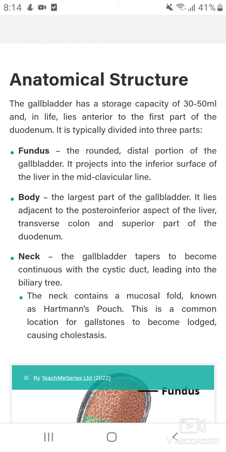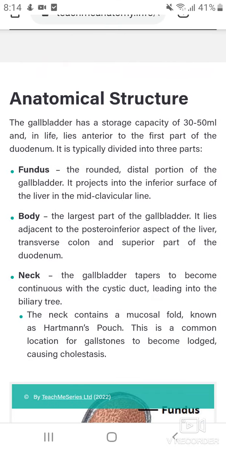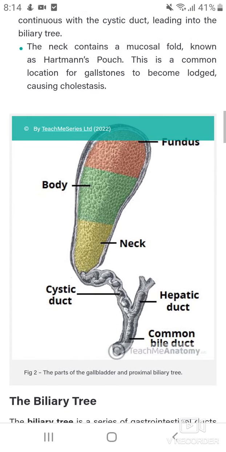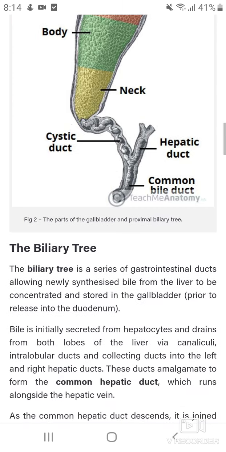Body of the gallbladder. The largest part of the gallbladder. It lies adjacent to the posterior inferior aspect of the liver, transverse colon and superior part of the duodenum. What is the neck? Neck of the gallbladder. The gallbladder tapers to become continuous with the cystic duct leading into the biliary tree. The neck contains a mucosal fold known as Hartmann's pouch. This is a common location for gallstones to become lodged, which causes cholestasis. You can see fundus, body and neck. Then you can see cystic duct, hepatic duct and common bile duct.